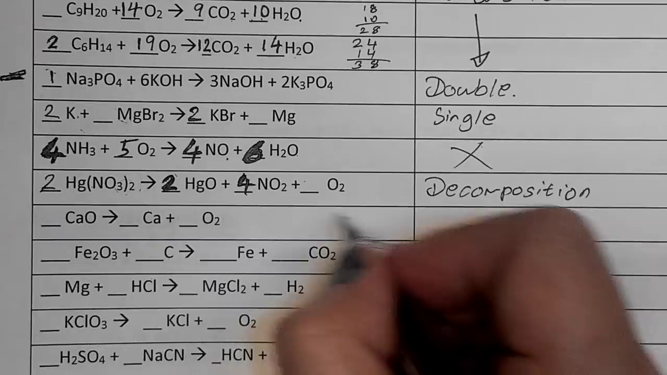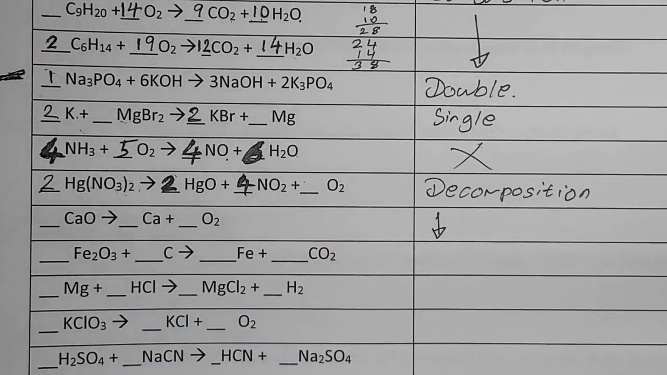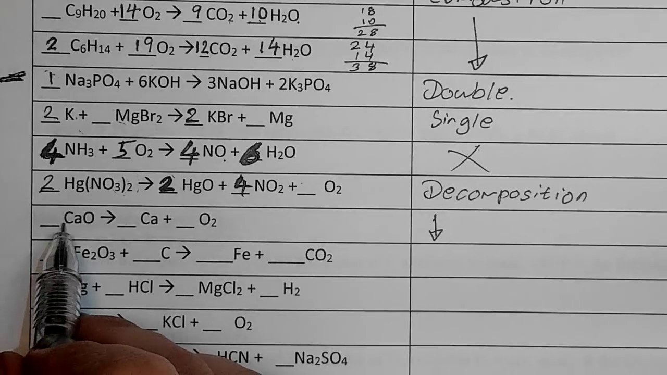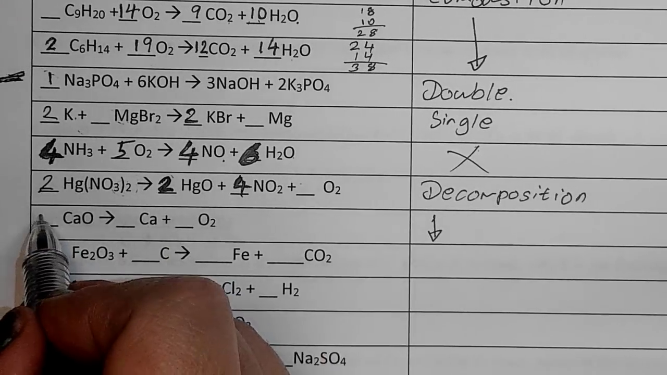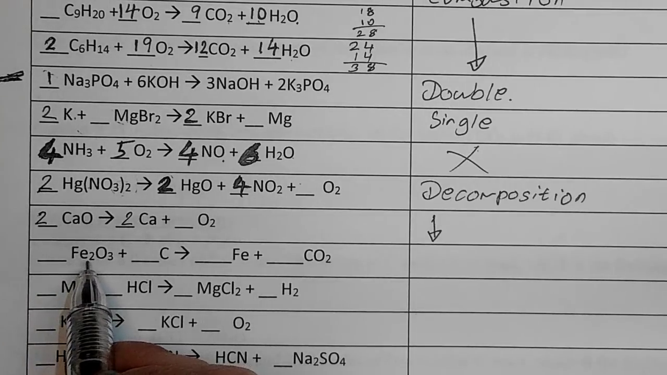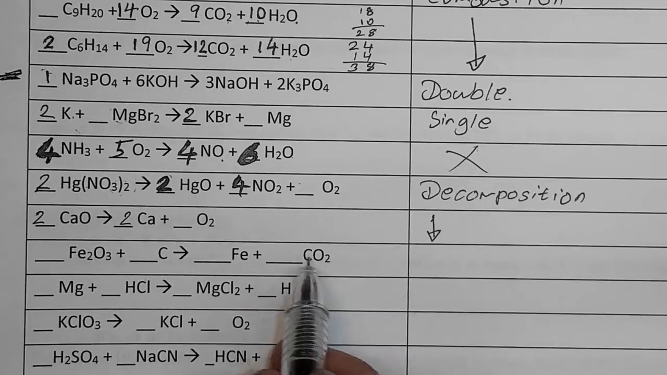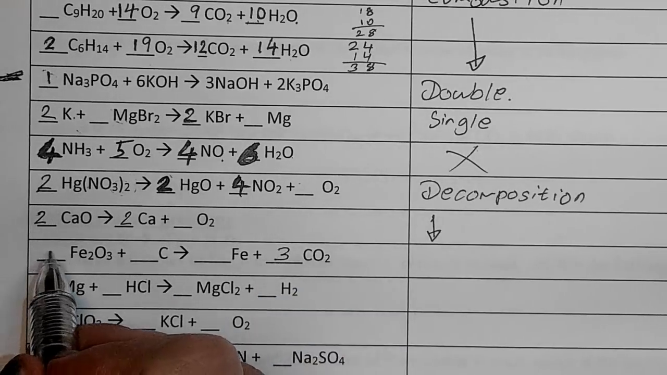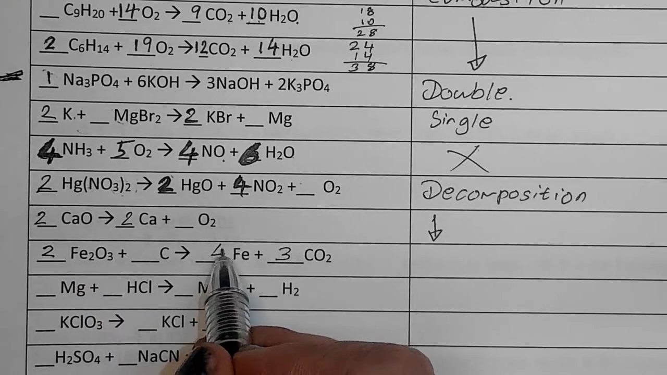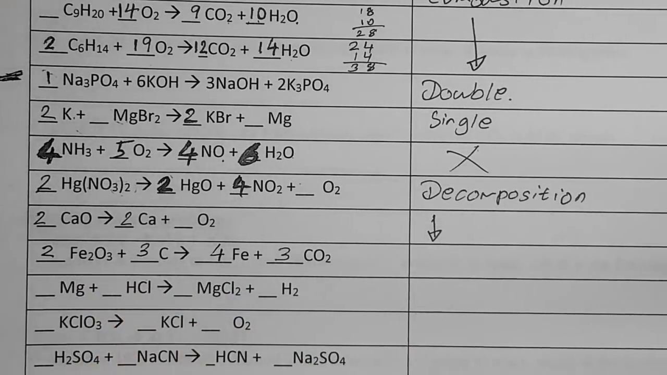Next one, this is decomposition again. What happened? Well, Ca breaks into 2. That's going to be 2 there, 2 there. That's easy. All right. Let's see how to do it. So that's going to put 3 there, and then I'm going to put 2 there to balance it. That makes it 4. So I'm going to put 4 here. That's going to be 3 C here.